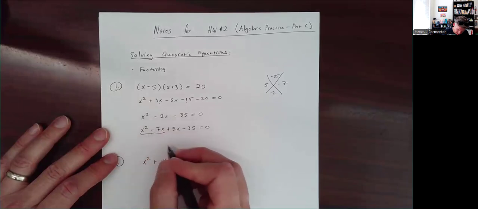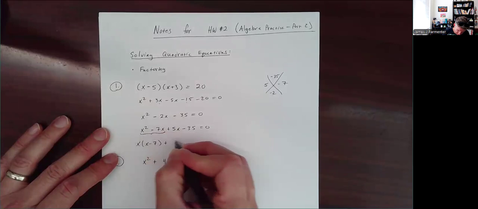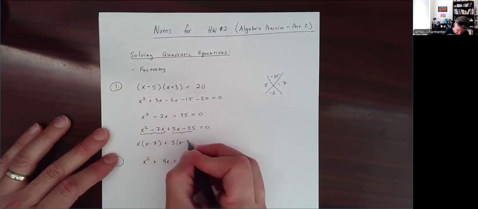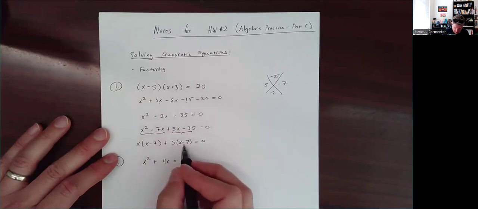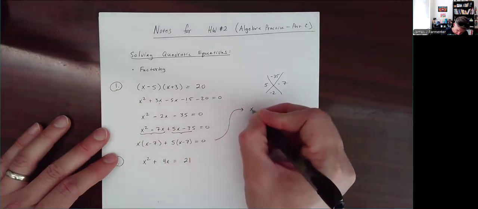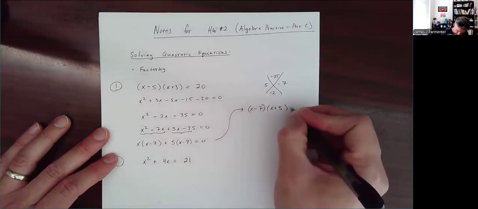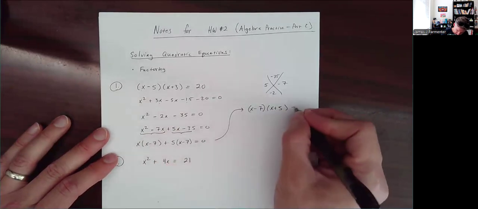From x squared minus 7x, we're going to factor out an x, and we're left with x minus 7. From 5x minus 35, we're going to factor out a 5, and we're left with x minus 7. To do it this way, the same thing has to be left over. And then we're going to factor out an x minus 7 from each term and get x minus 7 times x plus 5, right? Because there's an x left here and a 5 left here, equal to 0.